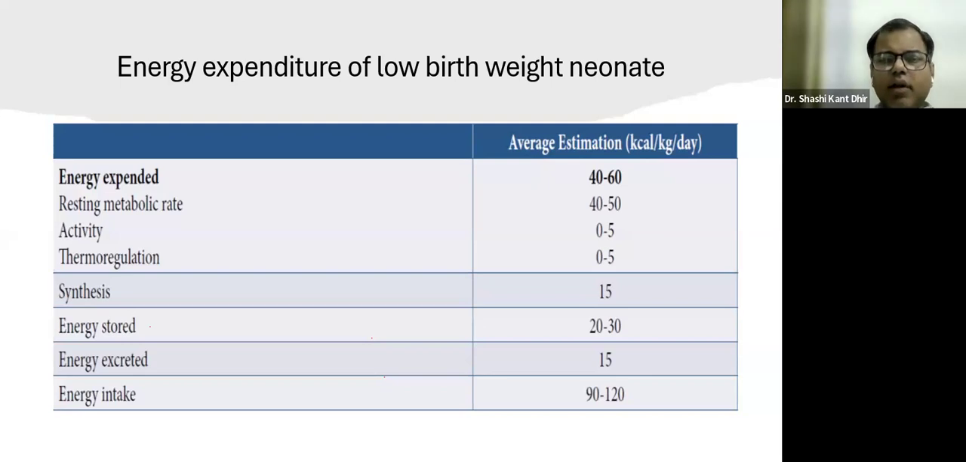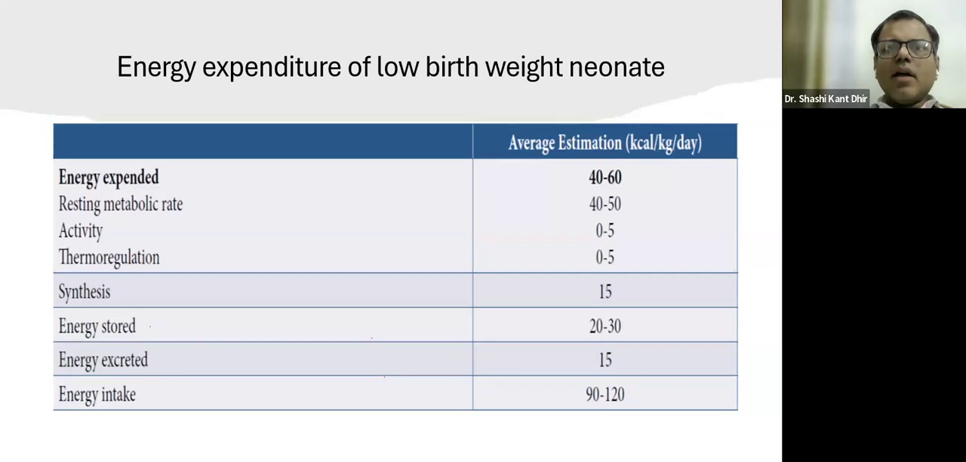If we see the breakup of this, the energy expended by a baby is 40 to 60 calories per kg per day. 15 calories per kg per day are utilized for the synthesis of various anabolic products in the body. 20 to 30 calories per kg per day are used for storage, and 15 is used for excretion. So this is gone. Whatever we do, it has to be provided. And the total is 90 to 120.